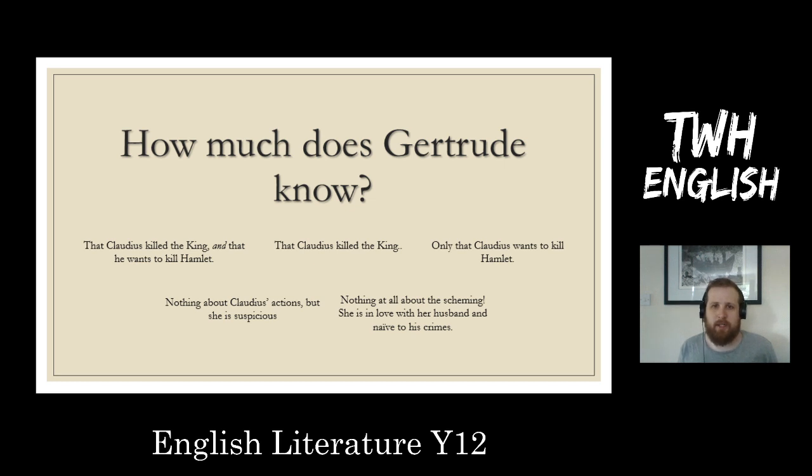So we've got a couple of options. She knows that Claudius killed the king and that he wants to kill Hamlet. She knows that Claudius killed the king. She knows that only Claudius wants to kill Hamlet. She doesn't know anything about the king dying. She knows nothing about Claudius's actions, but she's suspicious. Or she knows nothing at all about the scheming, and she's just honestly and naively in love with her husband. And there are some other answers in the poll as well, should you wish to explore them.